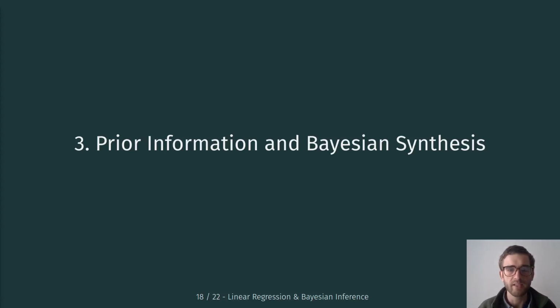Hey everyone, in this video I'm going to talk about prior information and Bayesian synthesis. And this is kind of the last step of our comparison of classical maximum likelihood methods and Bayesian posterior simulation. Because in the previous videos I talked about how maximizing the likelihood surface is different from taking simulation draws from the posterior distribution.